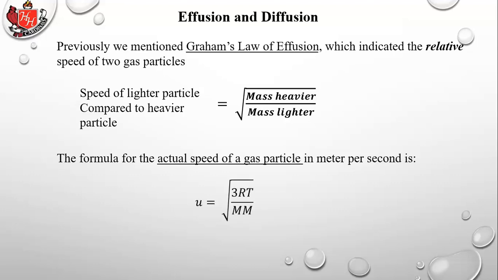And they use the strange letter little u there, and that's for the speed of gas particles. So it's 3 times the gas constant times the temperature in Kelvin over the molar mass. And so if you plug those variables into that formula and take the square root, you'll get the actual speed in meters per second. So this is where u is the speed in meters per second.